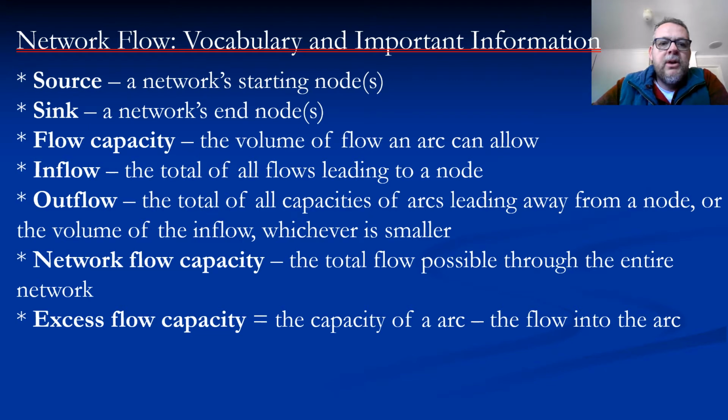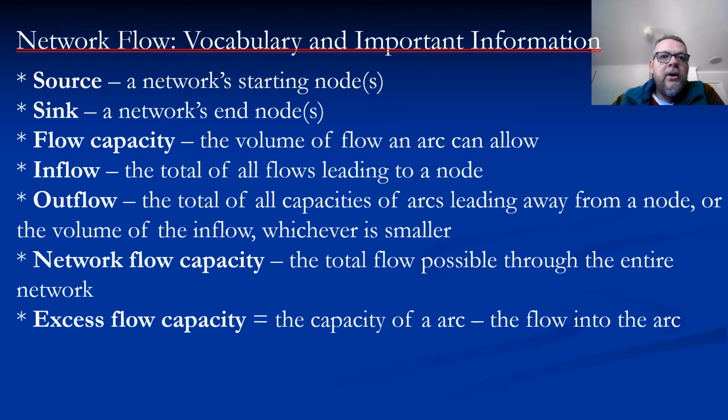So some important terminology. A source is the starting node or vertex in a network, and the sink is the end one where it all ends up. The flow capacity is the volume of flow that an arc can allow. The inflow is the total of all the flows leading to a node. The outflow is the total of all capacities of arcs leading away from a node and all the volume of the inflow, whichever is smaller.